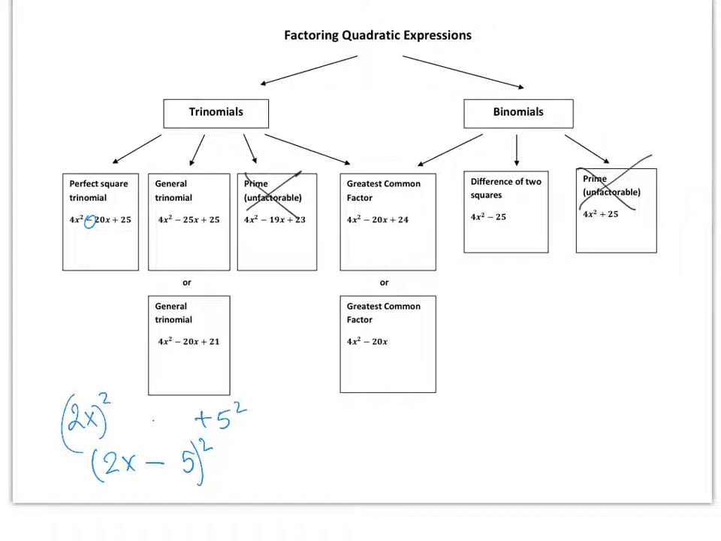So let's check. 2x times 5, 10x, double, 20x. And it will be a minus. So yes, it's perfect. I got it. So this is my answer: 2x minus 5 squared. Again, for this to work, all terms must be very specific. Let's look at the next example. We have 4x squared and 25, all the same. But it won't be a perfect square trinomial, as you know, because 25 is not a double product.